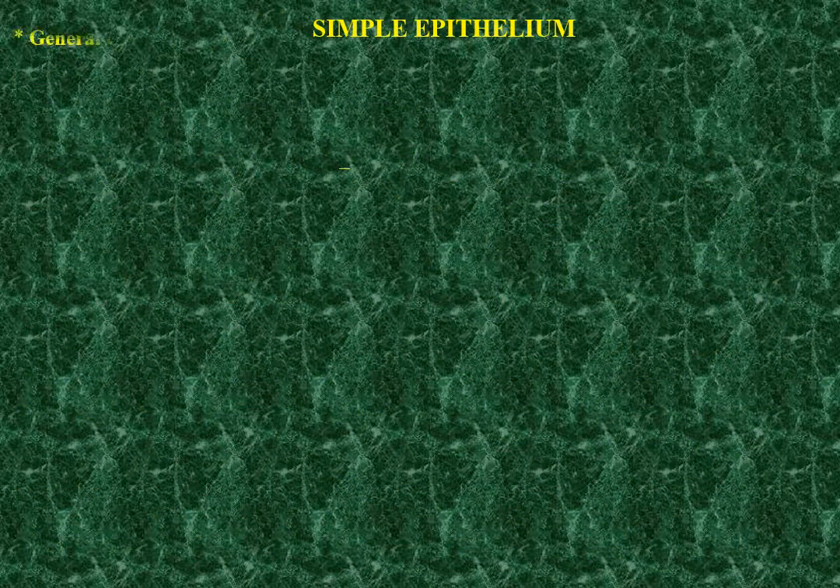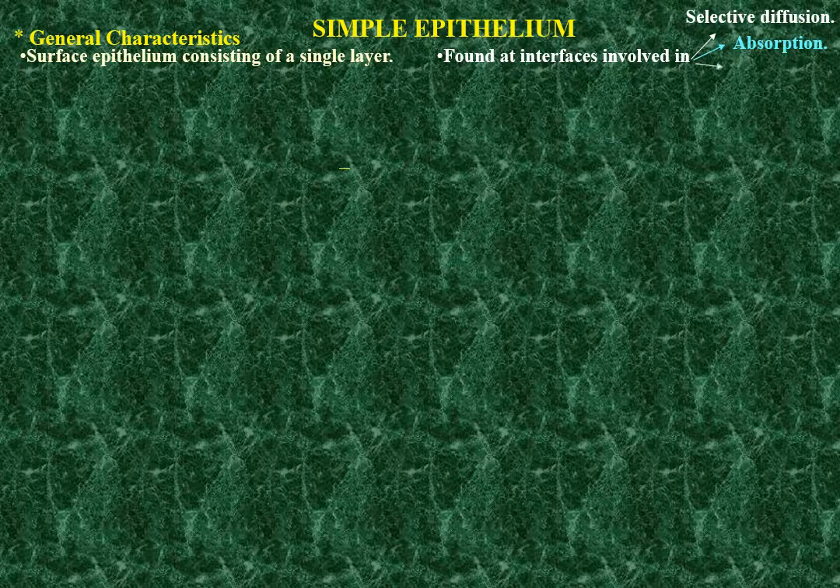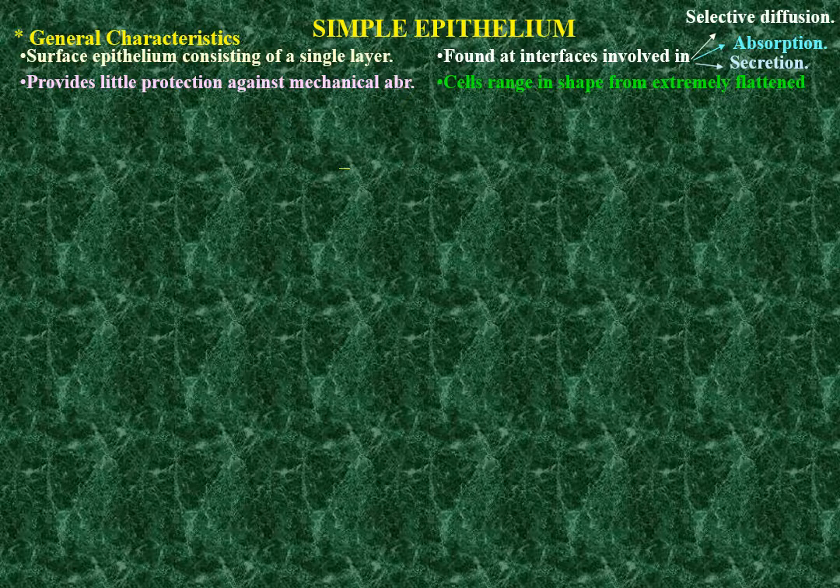Simple epithelium. General characteristics. Simple epithelium is defined as surface epithelium consisting of a single layer of cells. Simple epithelium is almost always found at interfaces involved in selective diffusion, absorption, or secretion. Simple epithelium provides little protection against mechanical abrasions. The cells of simple epithelium range in shape from extremely flattened to tall columnar, depending on their function.